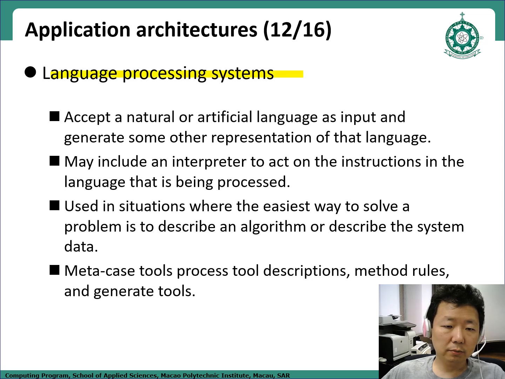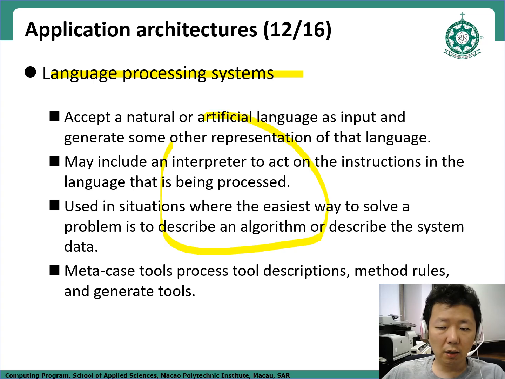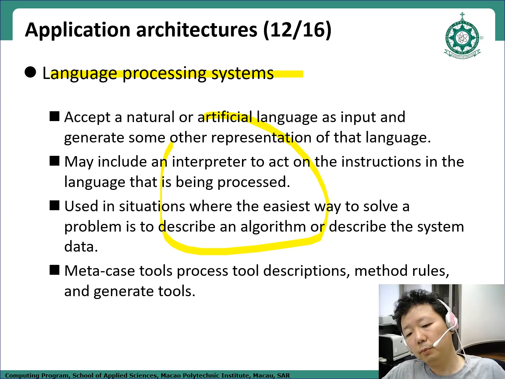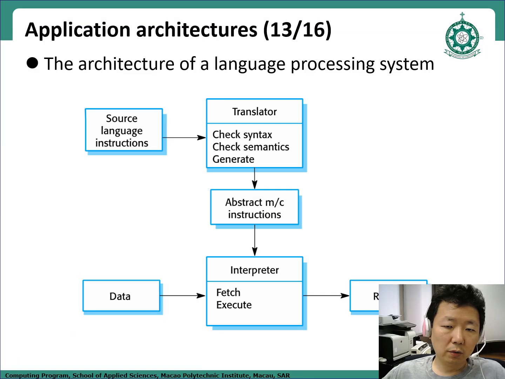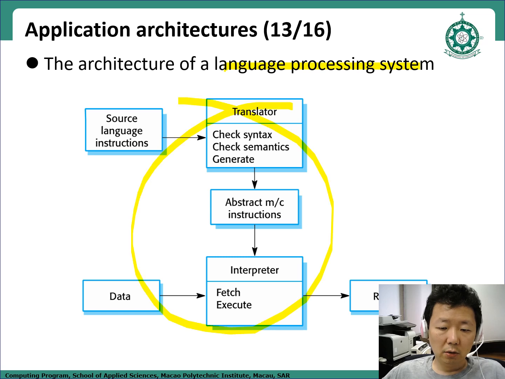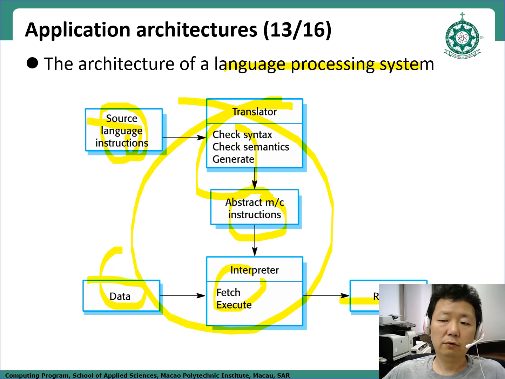And then language processing systems. Okay, so now these days when you look at the variety of applications or systems, language processing is not that popular or widely used, but it is still one of the typical applications. So you need to take a look at what language processing is. Okay, so there's the architecture of a language processing system. Take a look here. So source language instructions, and then you have data, translators, and then the interpreters, abstract instruction interpreter, and then bring the result to translated data and so forth.